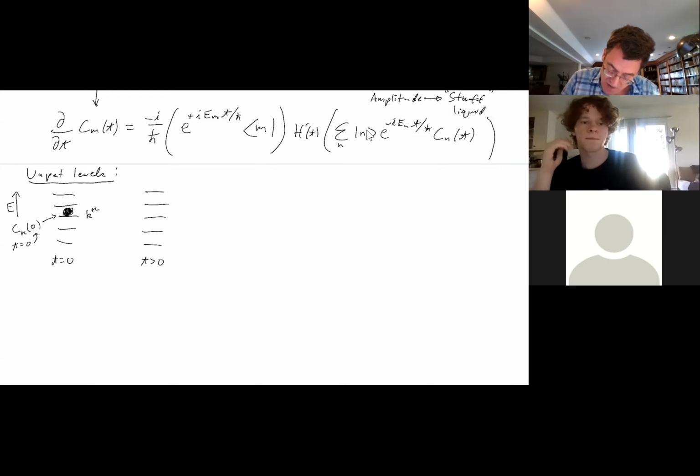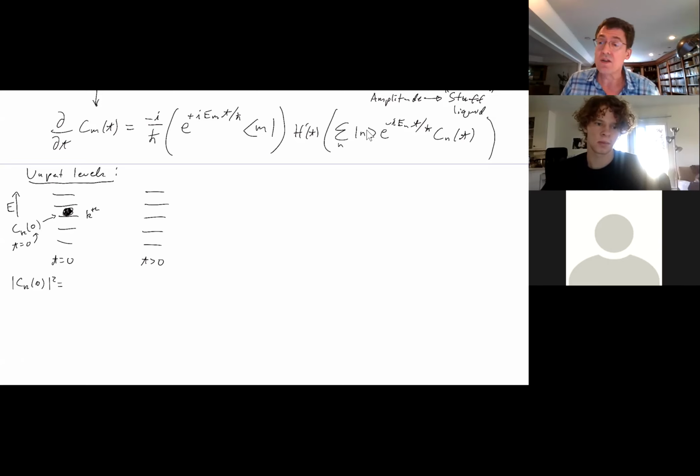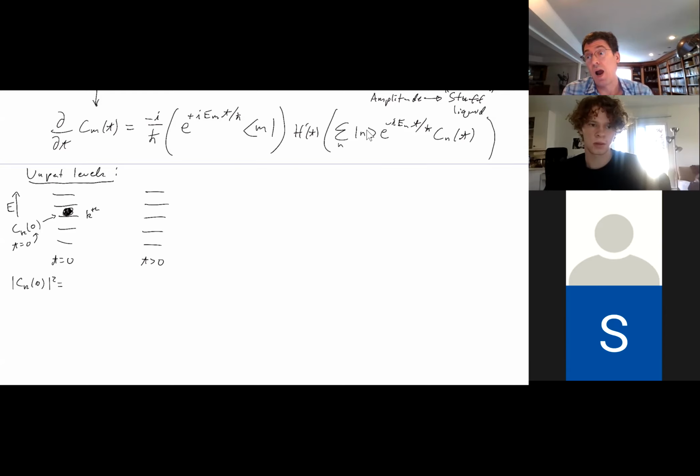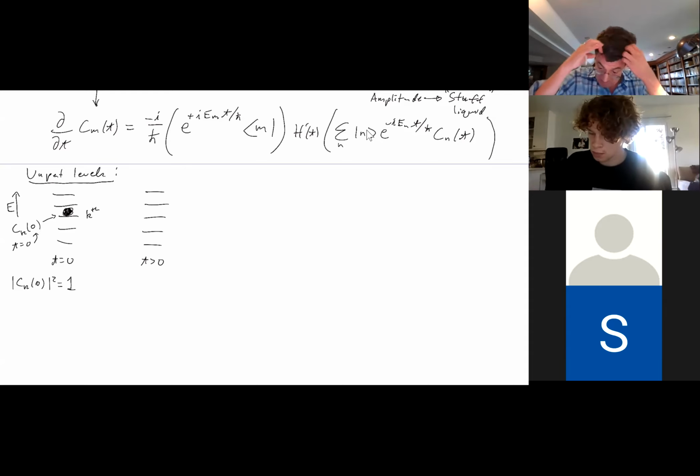Now, if that's where we start, I have a simple question for you. Somebody tell me, what is the magnitude of c_k of 0 squared equal to? Would it just be 1? Yeah, exactly. Because it's probability. It's 1. It's stuff. It's a finite amount of stuff.